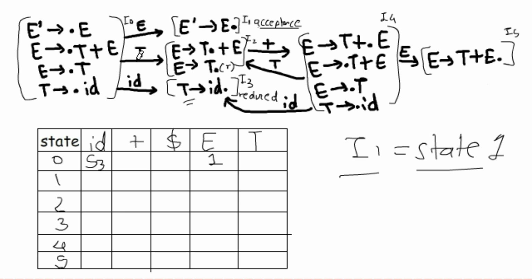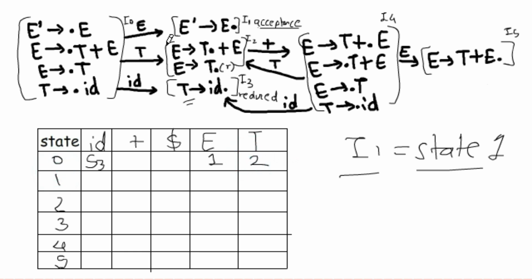Okay. Now look at T. When state 0 reads T, then what happens? It goes to this item, which is item number 2. So you have to write 2. That is how easy it is.